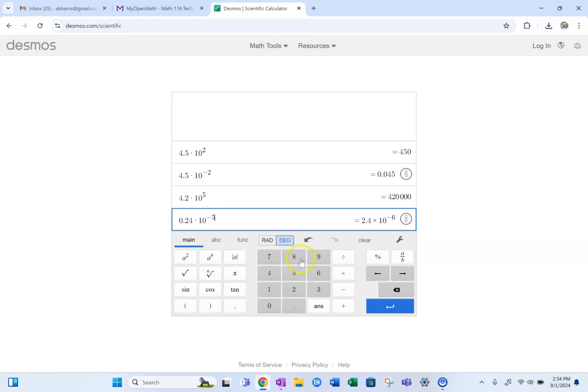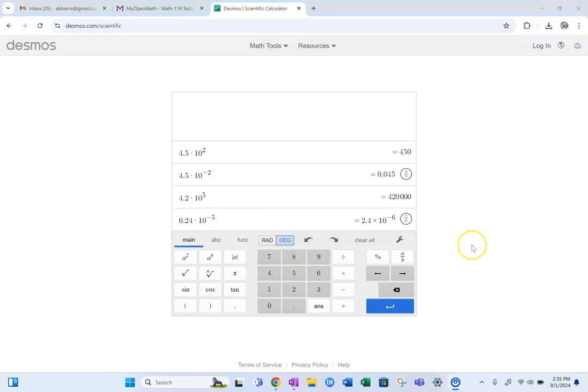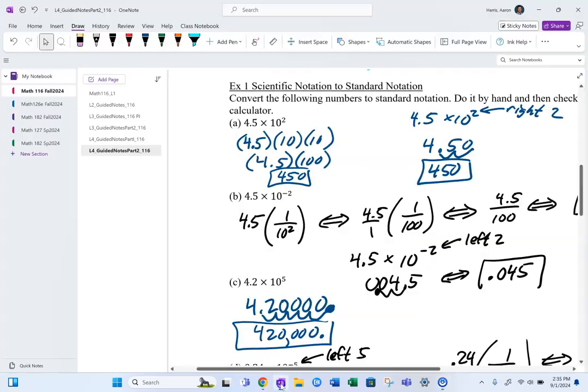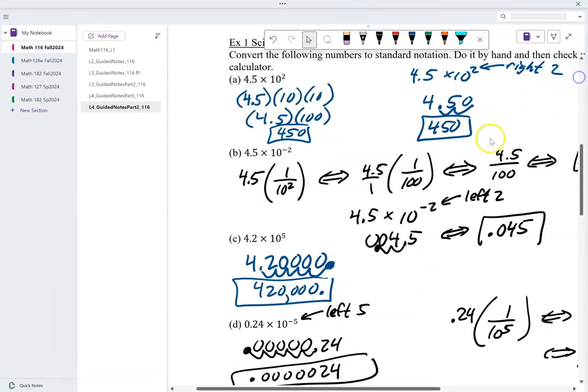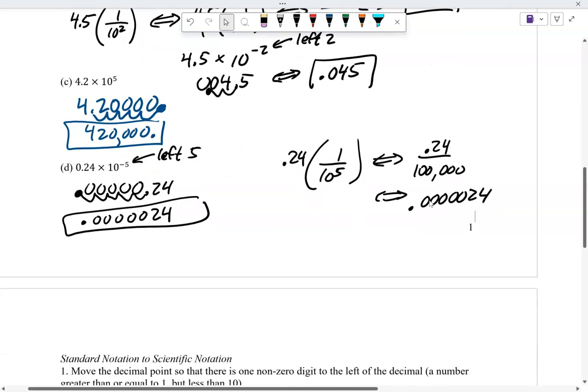It looks like it's struggling to show that here. As I guess the scientific calculator here will just show the scientific notation. But this is 0.000024, as we showed here on this last one right there.